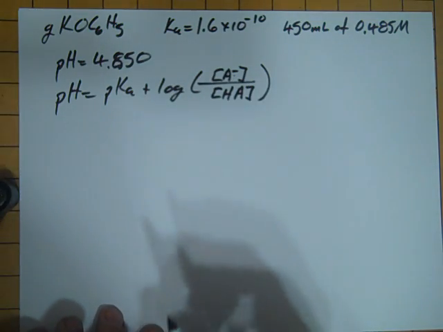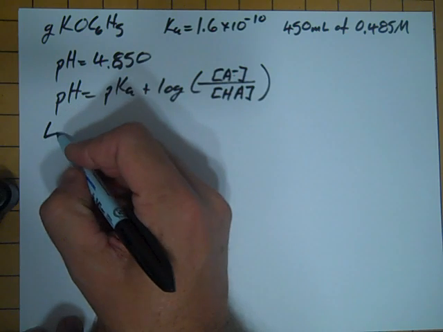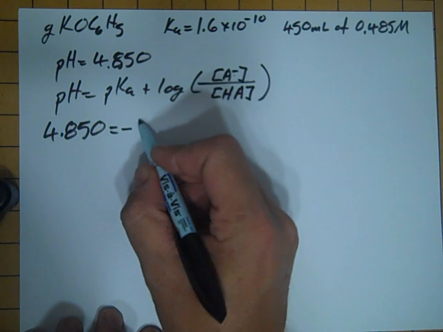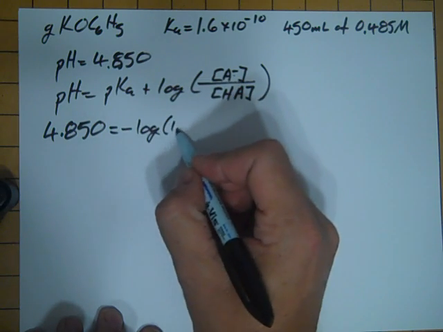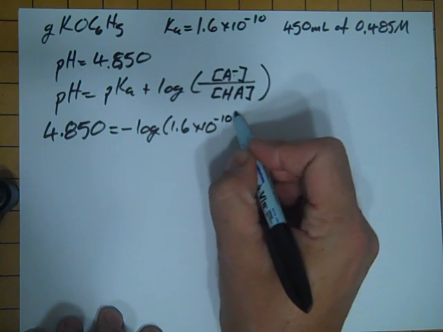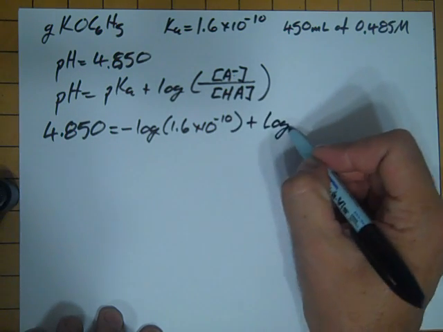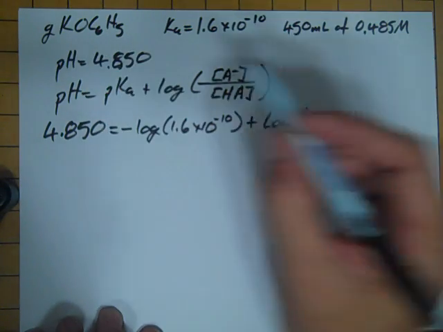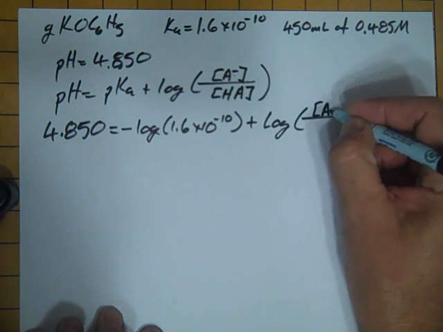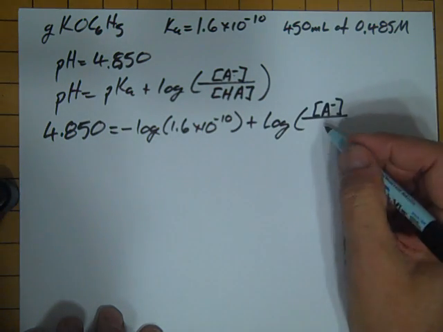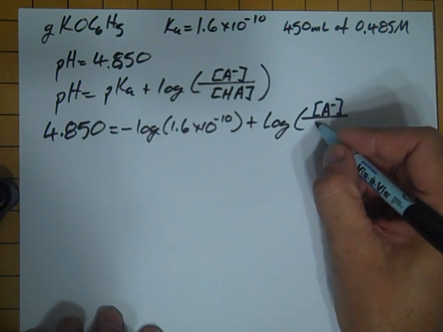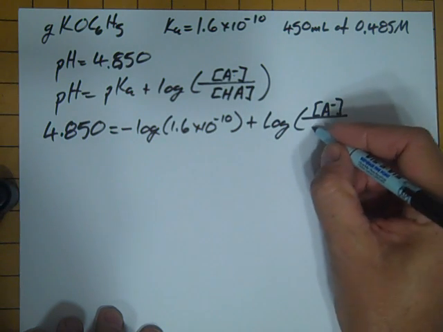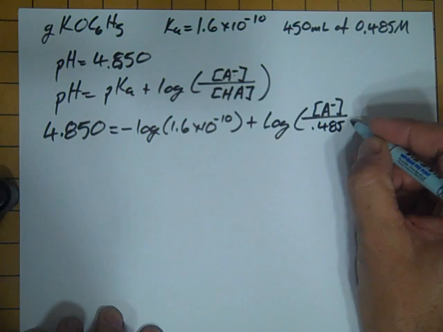So to begin with, we can just substitute things in. That 4.850 would have to equal the pKa, which is going to be the negative log of the Ka, which is 1.6 times 10 to the minus 10, and that's going to be added to the log of the concentration of the phenol, which is OC6H5, but I'm going to just keep calling it the A minus right now because it's a lot shorter to write, over the concentration of the phenol, which was given to me as 0.485 molar.